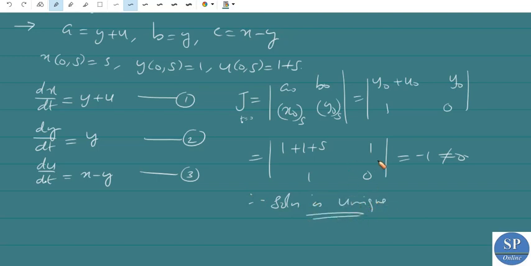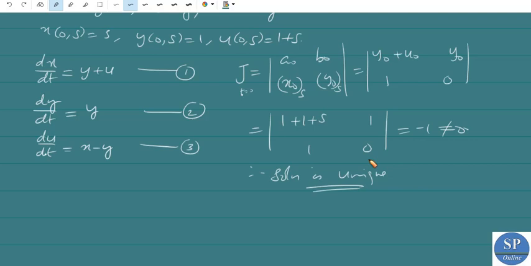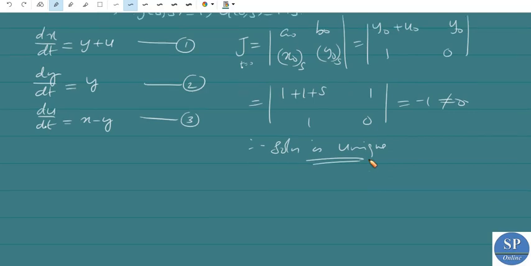This is by the existence and uniqueness theorem. Now to solve the characteristic equations. How do we solve this characteristic equation? Here dx by dt is equal to y plus u. The second equation, dy by dt equal to y, is separable because we can separate these variables, but the first and third equations are not separable. So how to solve these characteristic equations?